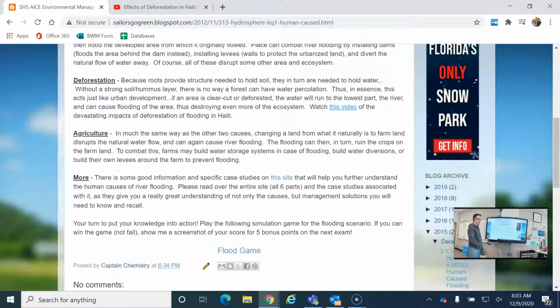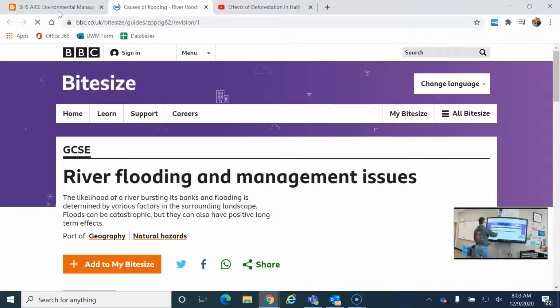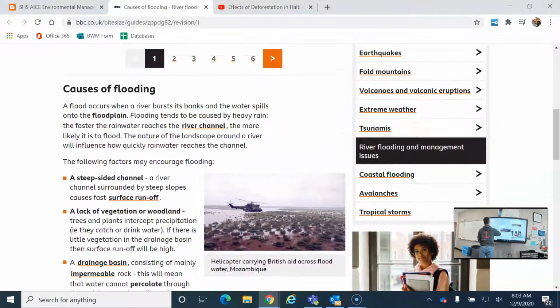So to combat this, what farmers can do is build water storage systems in case of flooding. They can also build water diversions to go away from their farms or build their own levees around the farm to prevent flooding. There's a lot of good information on this website here that'll help you further understand. I want you to go through it. I'm not going to go through every single one here, but this is really cool.